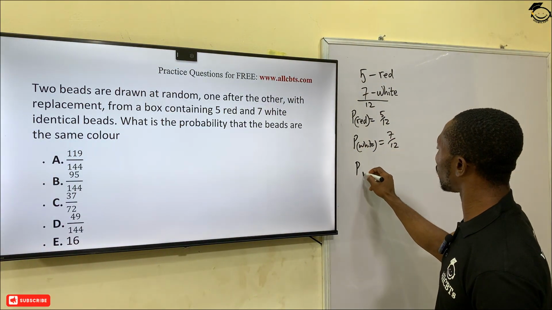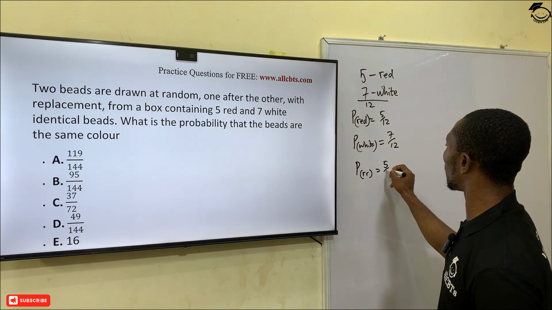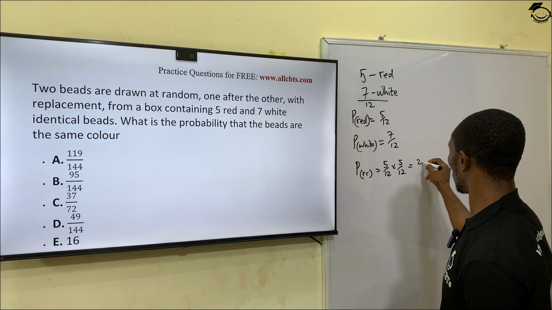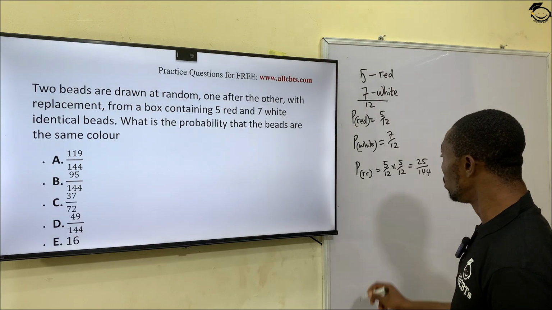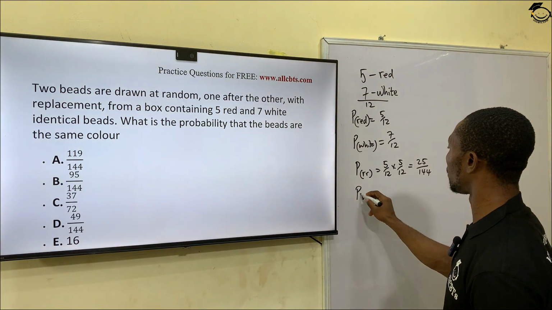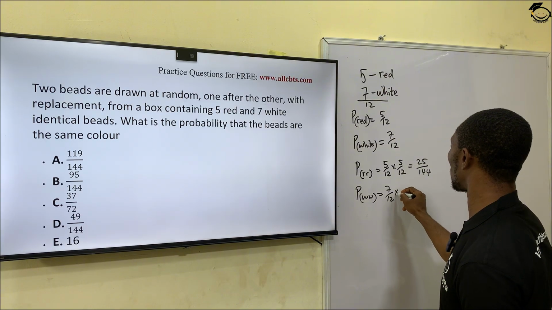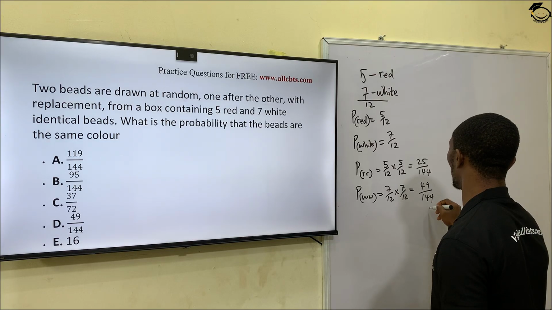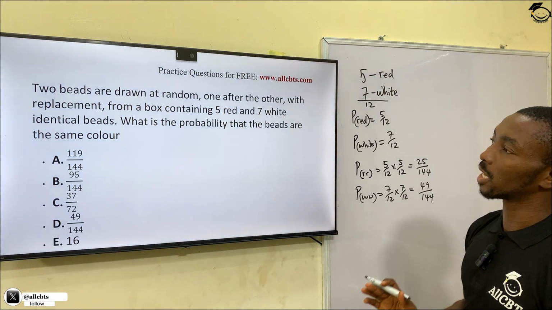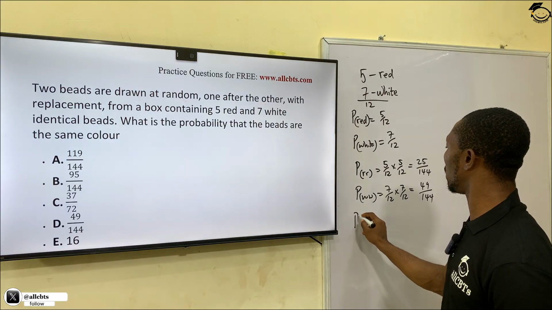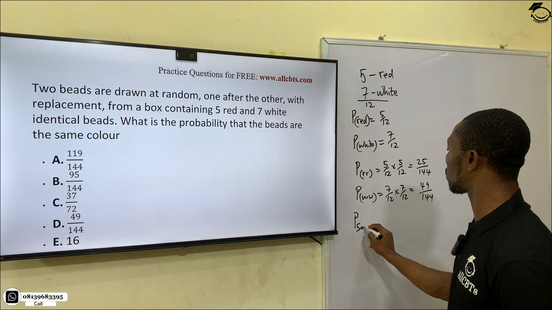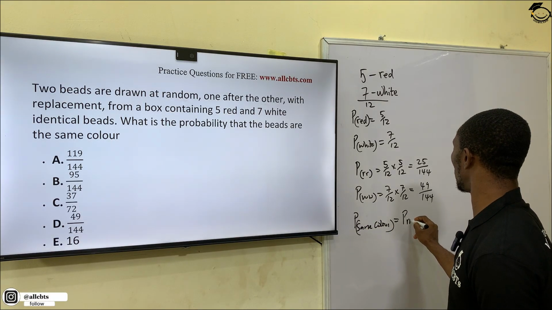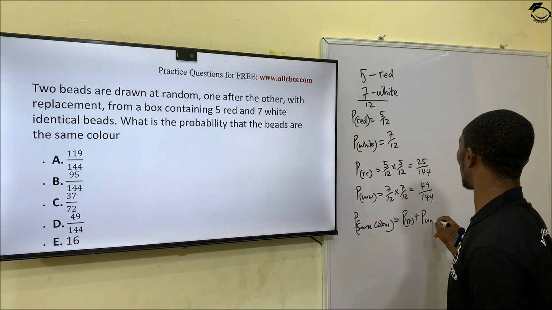So the probability of red, red would be 5 over 12 times 5 over 12, which will give us 25 over 144. And the probability of white, white would be 7 over 12 times 7 over 12, which gives us 49 over 144. So the probability of picking same color bits would be the probability of red plus the probability of white.